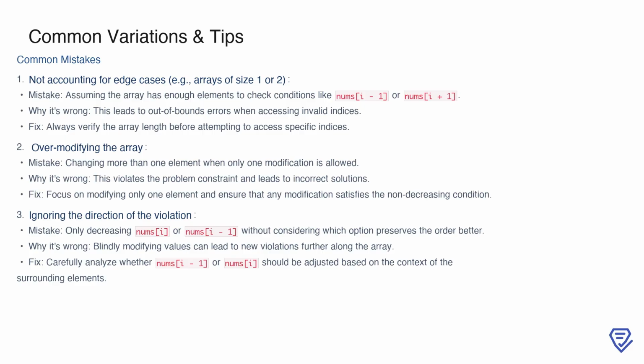Lastly, overlooking the direction of the violation can cause trouble. For example, simply decreasing nums[i], or increasing nums[i+1], without analyzing which option preserves the order better might create additional violations later. Always evaluate the surrounding elements to decide the best adjustment.